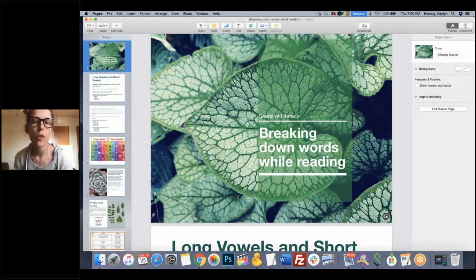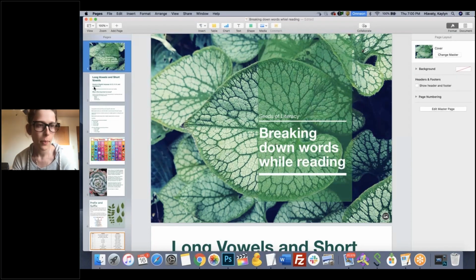Today we're just going to go over breaking down words while reading. The main thing we are going to focus on is how to identify a prefix and a suffix in a word, which should help you break down certain words if they're tough and you don't understand a certain word while you're reading. This will help you digest one word.